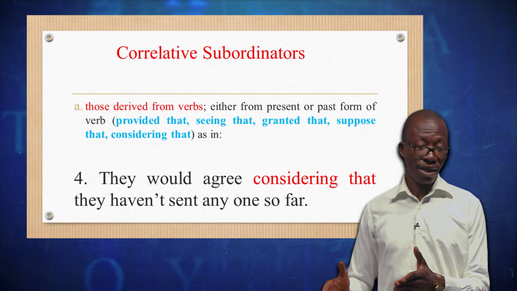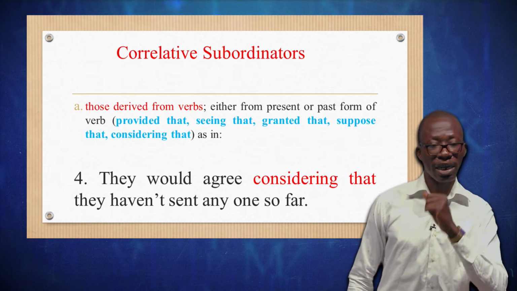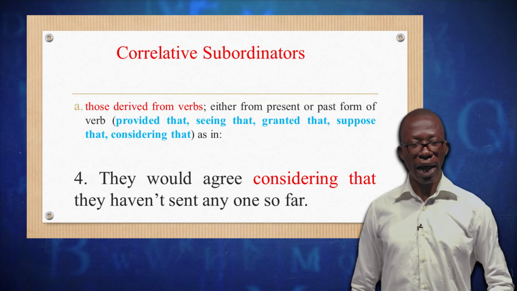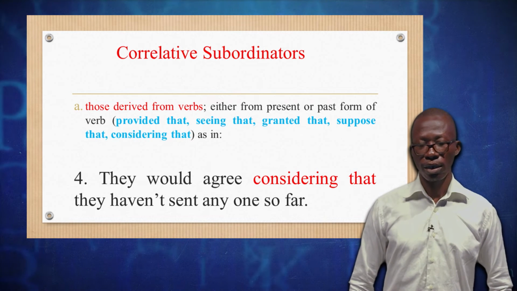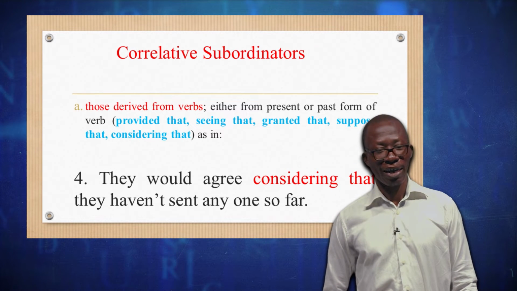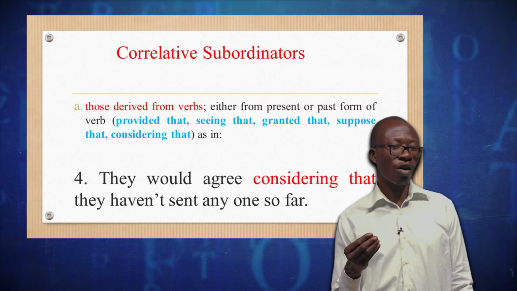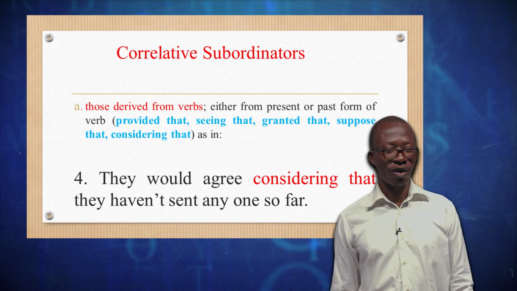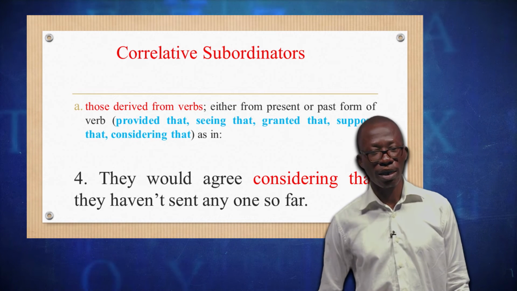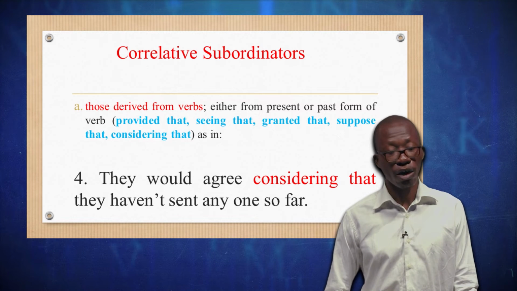If we are to bring the second clause first, the dependent clause before the main clause, then we would have it as, considering that they haven't sent anyone so far, they would agree with us, right? Yes. Take note. When we bring the dependent clause, the subordinate clause, before the main clause, we necessarily will have a punctuation mark, a comma, coming in between. But when it is the other way around, we necessarily do not need the comma there.